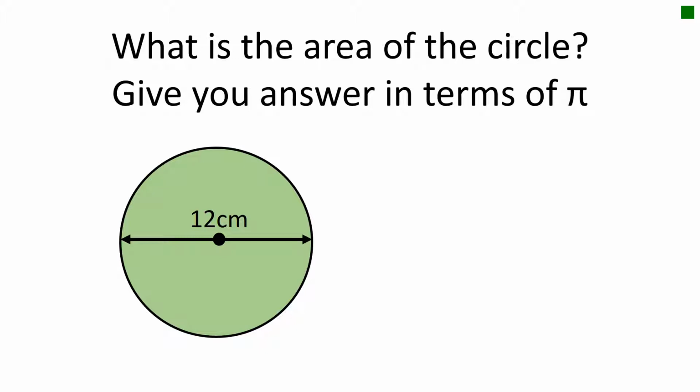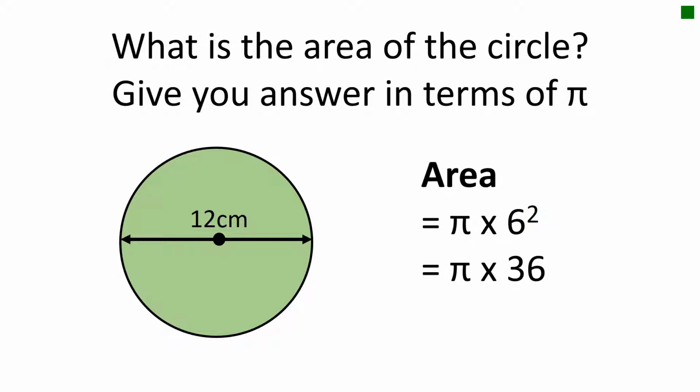What is the area of the circle? Give your answer in terms of pi. Now this is a good thing because there are less calculations to perform. So we work out the area of the circle in the normal way. Pi times 6 squared. This gives us pi times 36. We do not need to type this into the calculator and we can simply leave our answer as 36 pi.